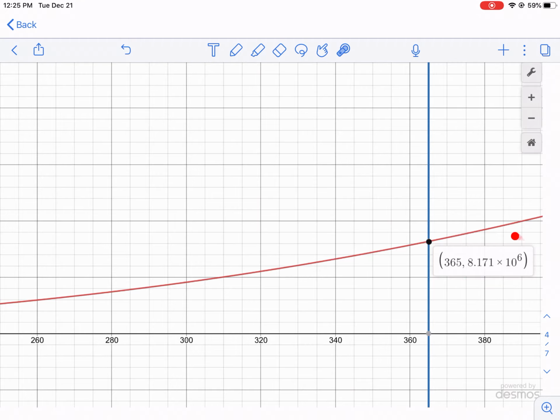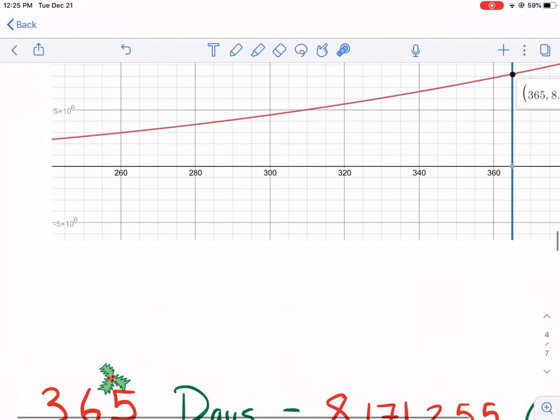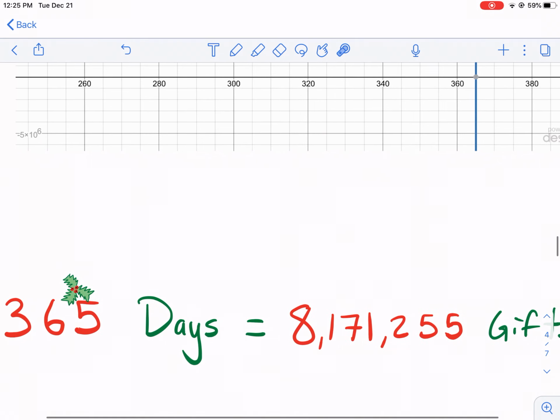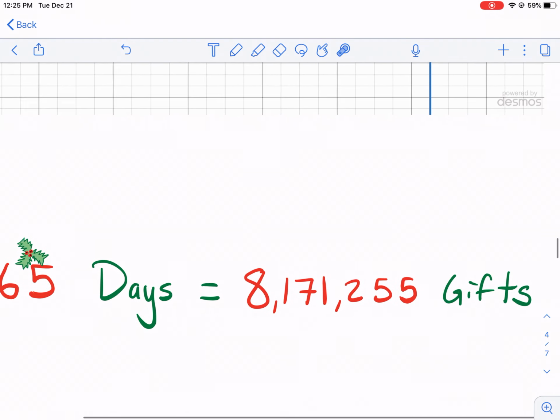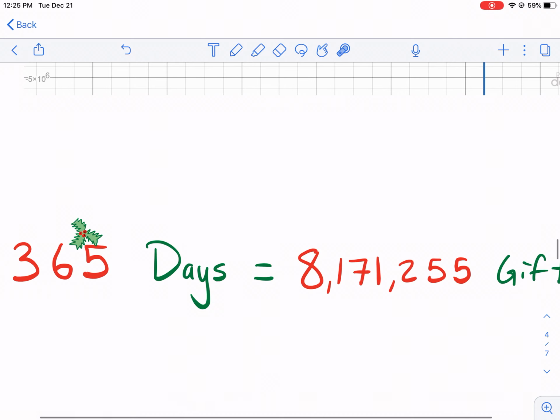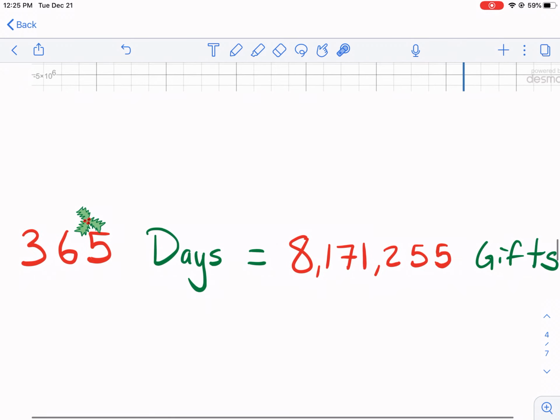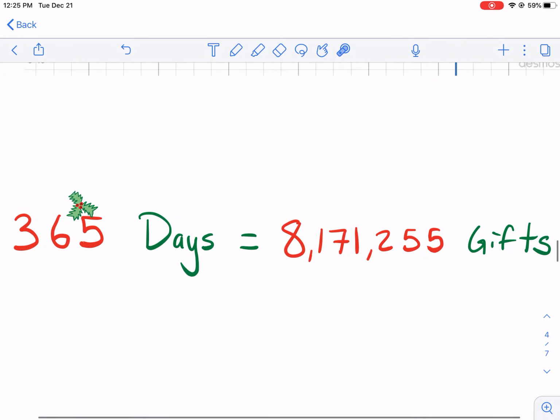And you can see it's a really big number. What is that number exactly? Because that's the rounded number. It is 8,171,255 gifts in 365 days. That is a lot. Hope one of the gifts is money, because you'll be getting a lot of it.